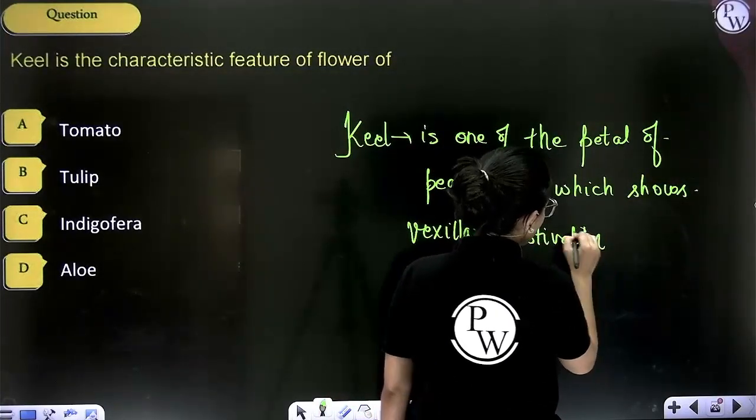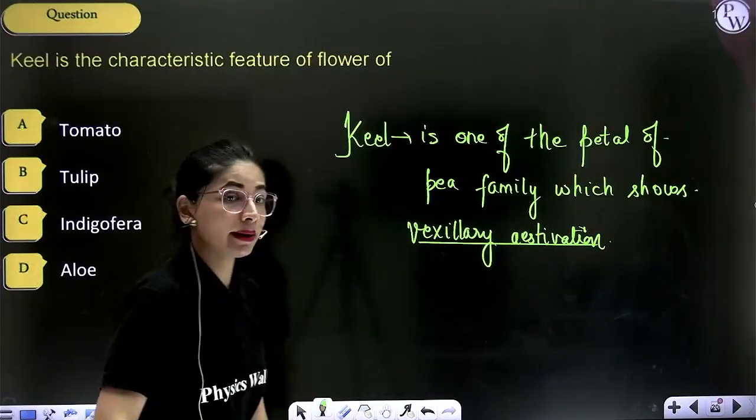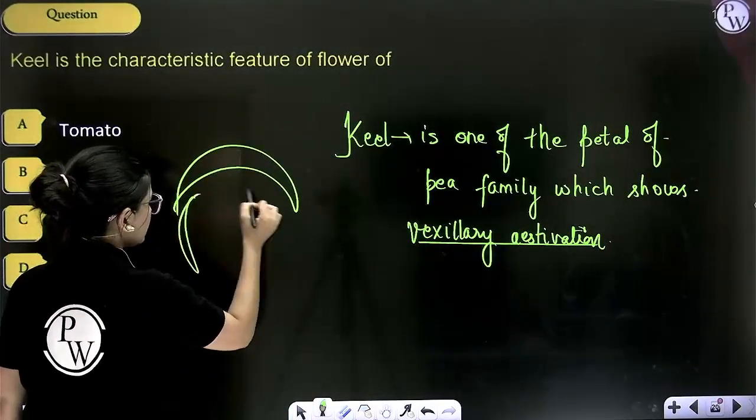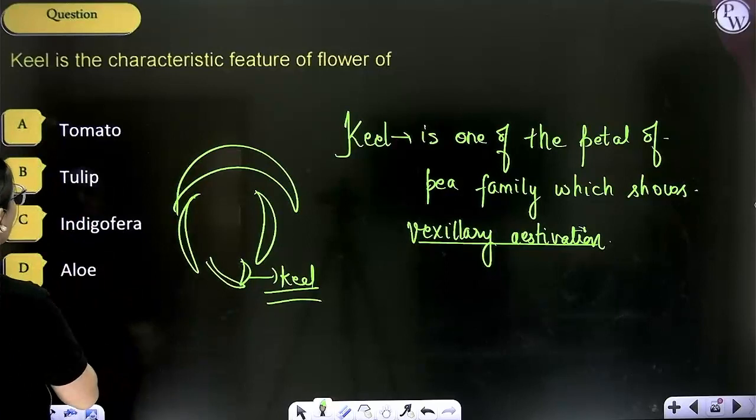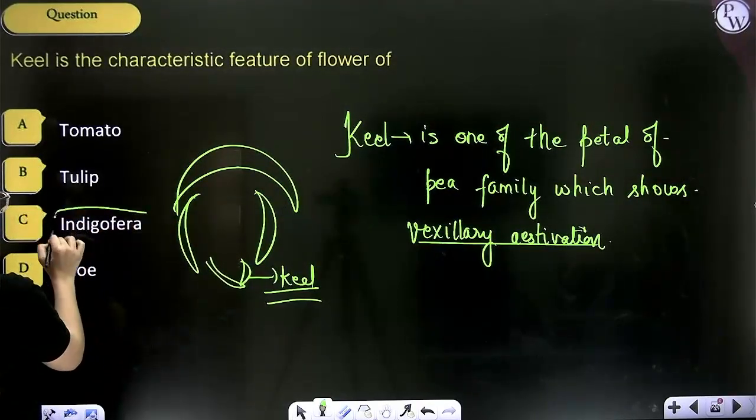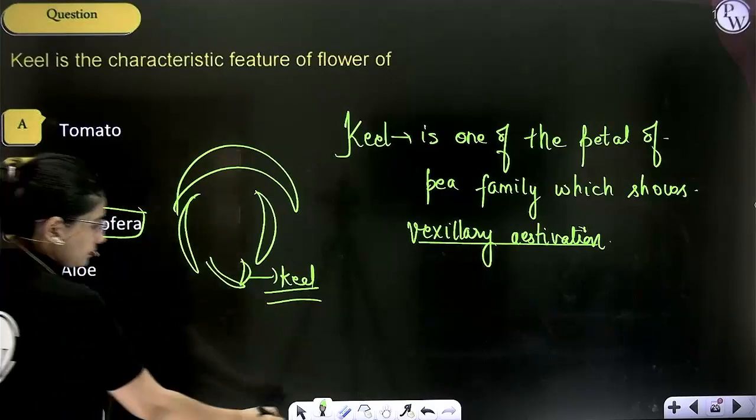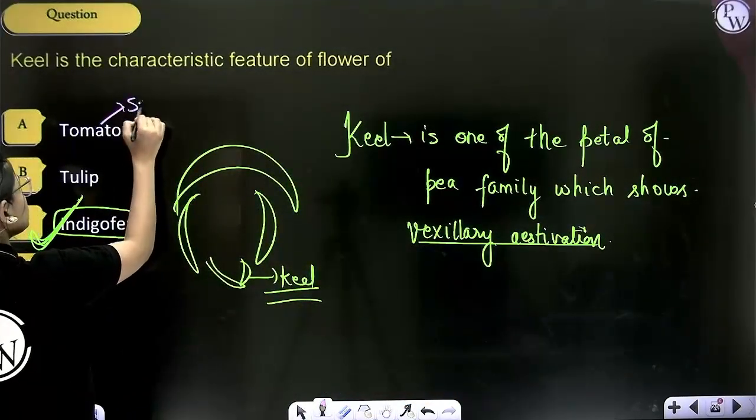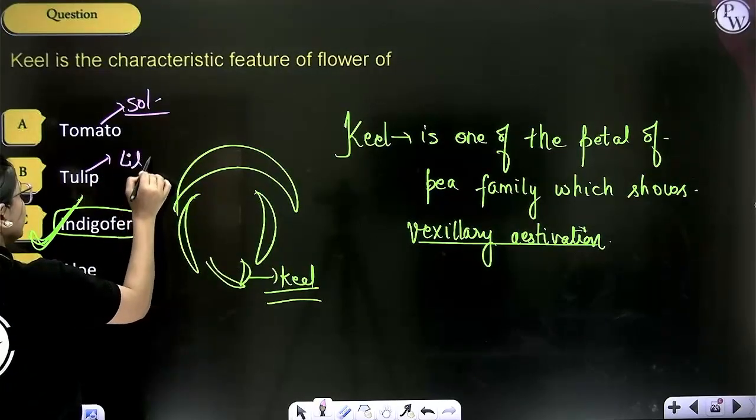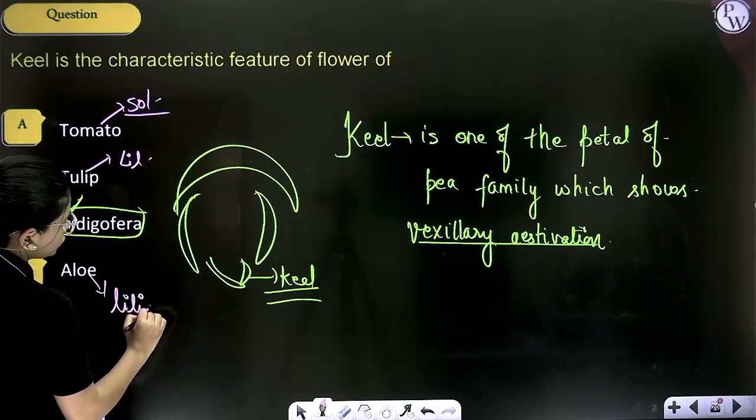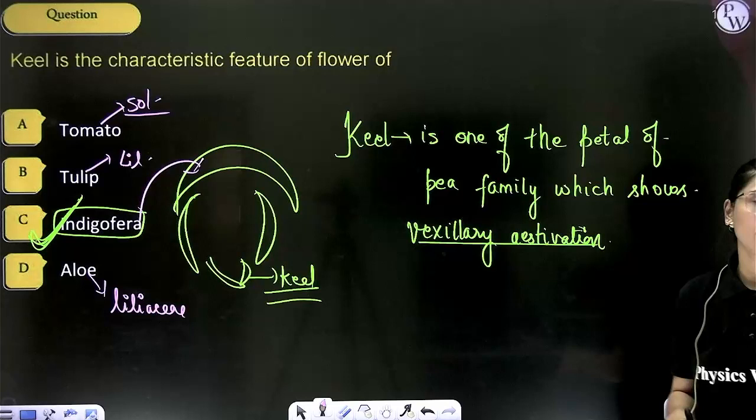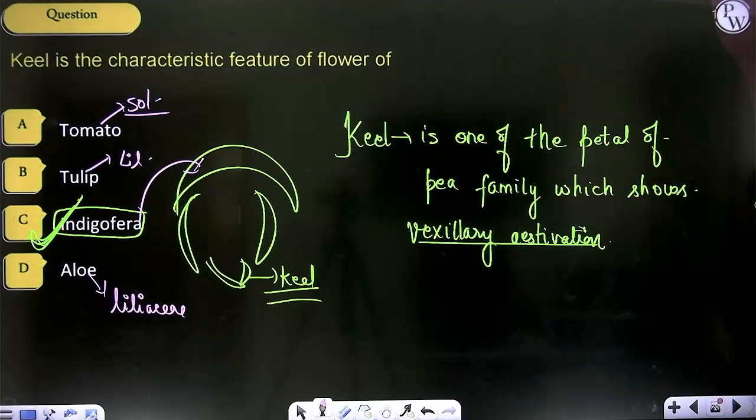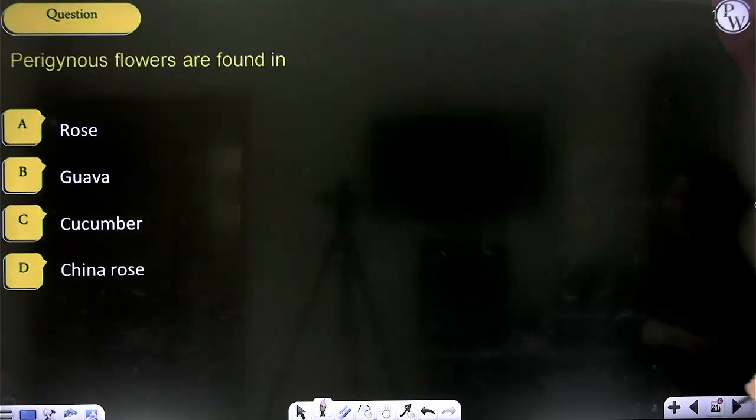Vexillary aestivation. You remember? Once again, I'll show you. Largest, lateral. So these are the keel. Answer will become what? The feature is of Indigofera. As tomato belongs to Solanaceae family, tulip belongs to Liliaceae family, aloe vera also belongs to Liliaceae family, but this belongs to Fabaceae family, which is the pea family. Check it out. Have you all understood the answer? Any doubts? Anyone? No. Next.